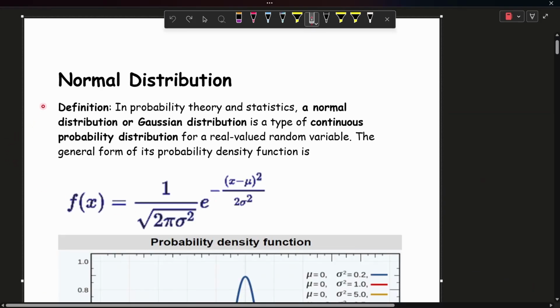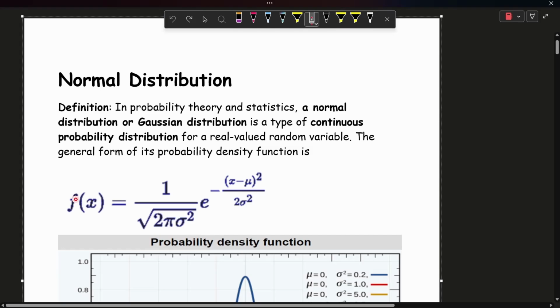Let's go ahead and learn about the last distribution we are going to cover in this video. It is the normal distribution. Normal distribution has continuous random variables. Normal distribution is also known as Gaussian distribution. Since it has continuous random variables, we use the probability density function to calculate this distribution.